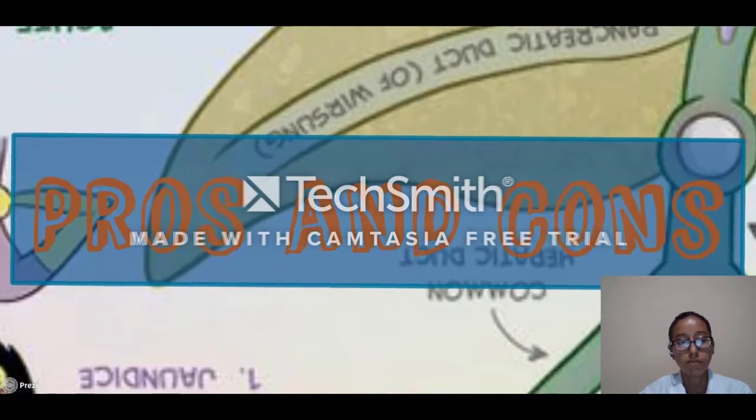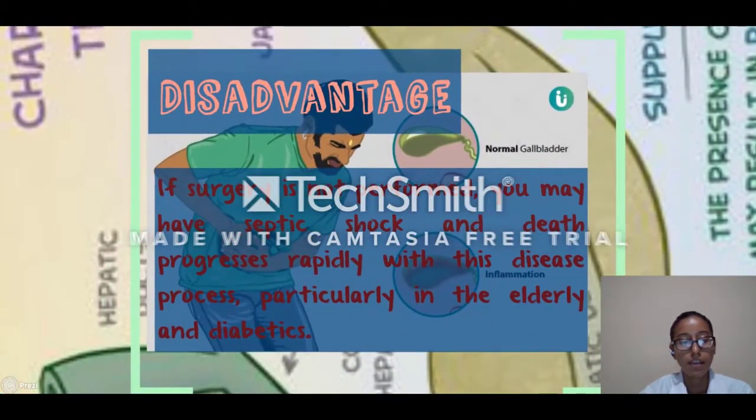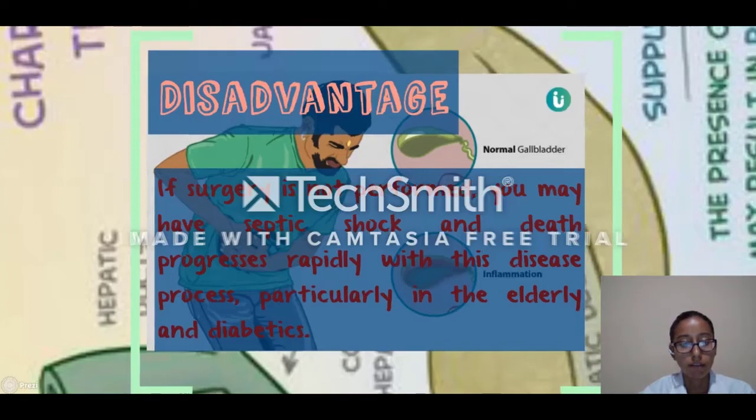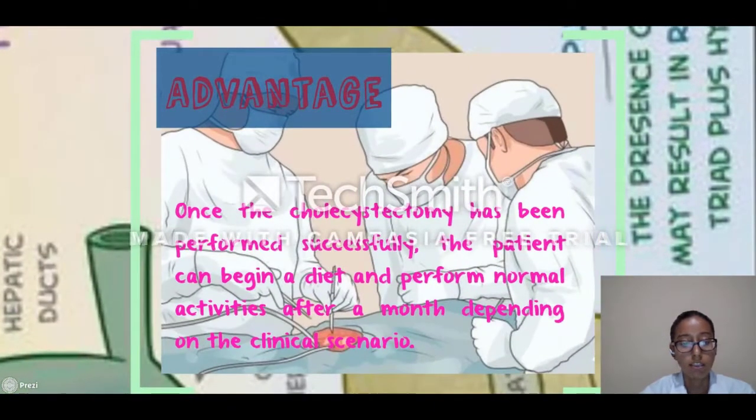Pros and cons. Disadvantage: if surgery is not performed, you may have septic shock and death, as the disease process can progress rapidly, particularly in the elderly and diabetic. Advantage: once the cholecystectomy has been performed successfully, the patient can begin a diet and perform normal activities after a month, depending on the clinical scenario.